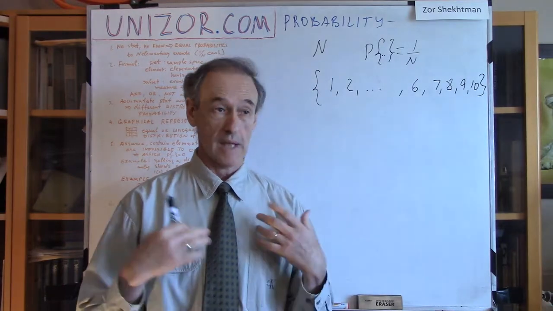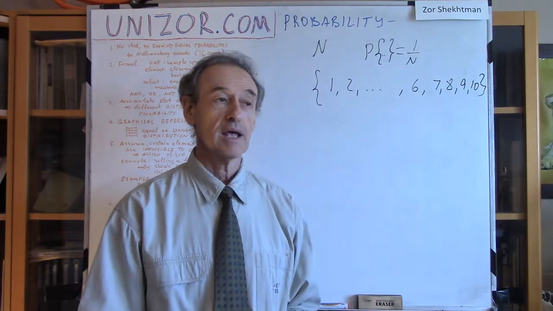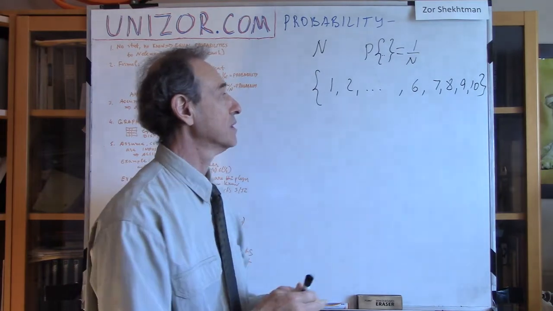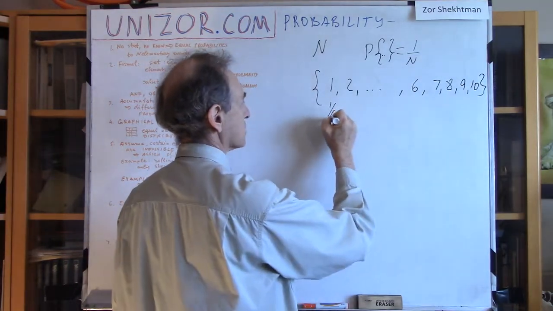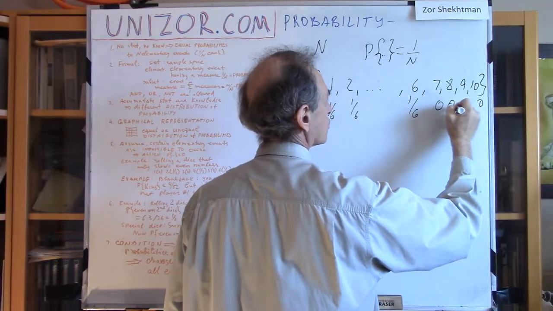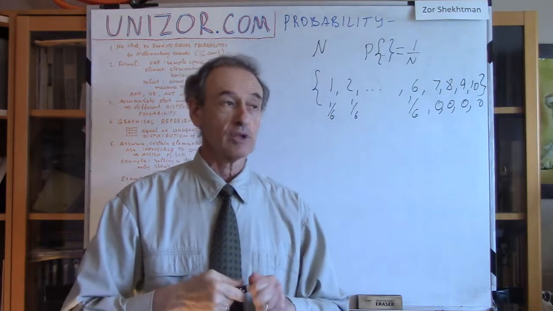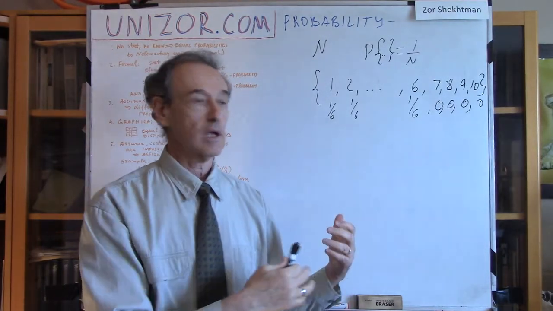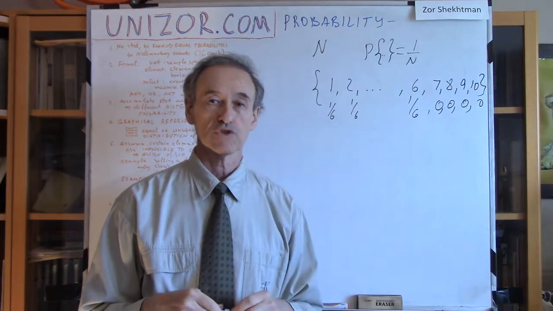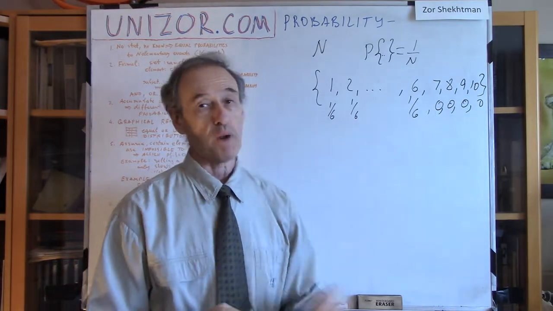Well, number one, because I have the right to include anything I want into my set of elementary events. But now, if I am a reasonable person, I should assign the probability of 1/6 to this, 1/6 to this, 1/6 to this, and 0, 0, 0, and 0 to all these guys, which basically never occur. So it's not wrong to include certain elements in your original set of elementary events, as long as you know what's the probability of these.